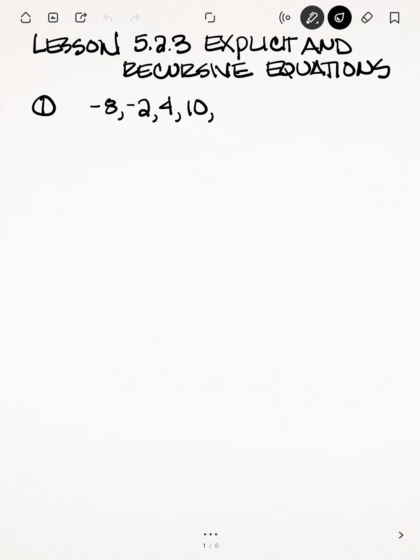A term in a recursive sequence depends on the term or terms right before it. Let's start with this first sequence. The first thing we want to do is find what the 10th term is. We can actually do this in two ways. One of the ways that we can find the 10th term is just to find the sequence generator and just keep going until we get to the 10th term.